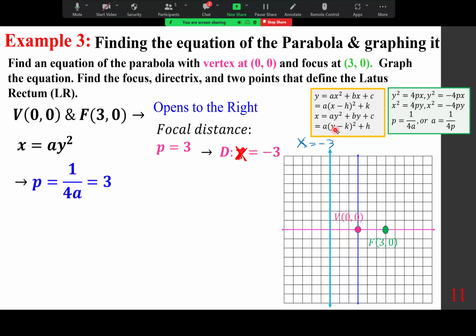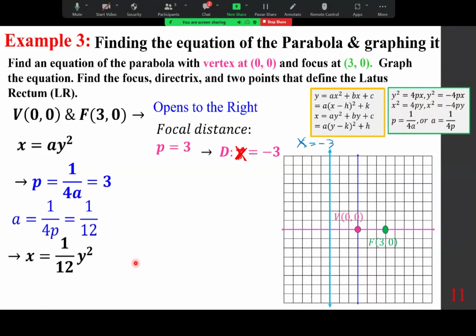We know p is 1 over 4a, and it's 3. 1 over 4a is 3, so a must be 1 over 4p, or 1 over 12. So p is 1 over 4a and is 3. You can interchange a and p. So a becomes 1 over 4 times p. We know p is 3, so it makes it 1 over 12.